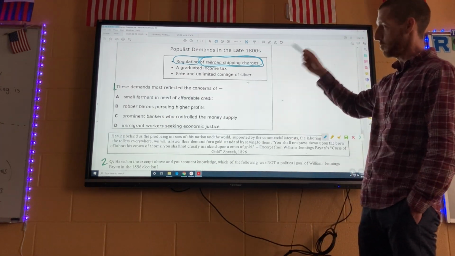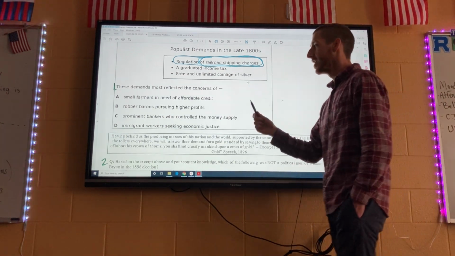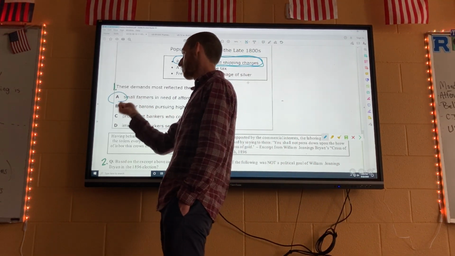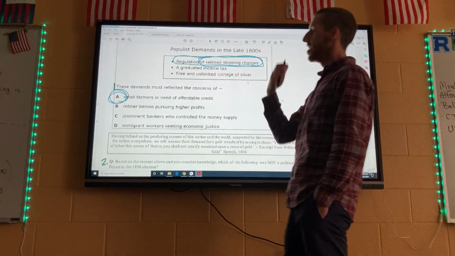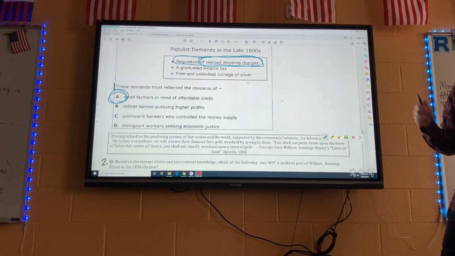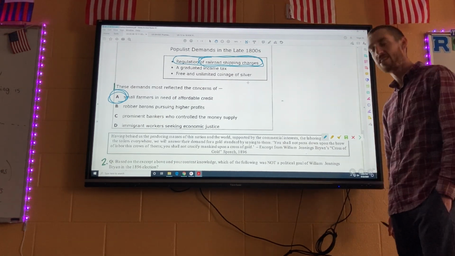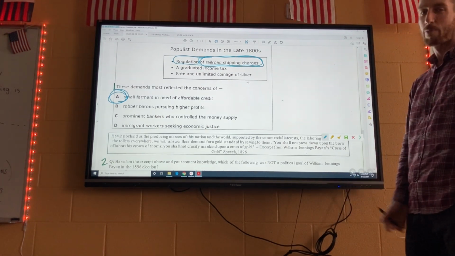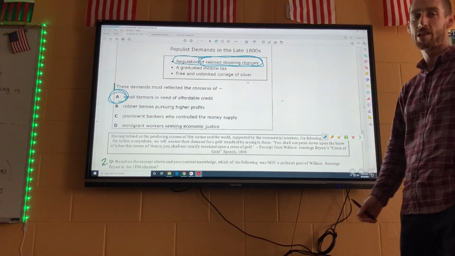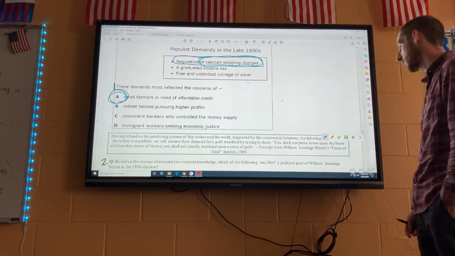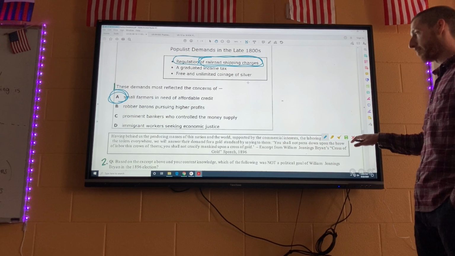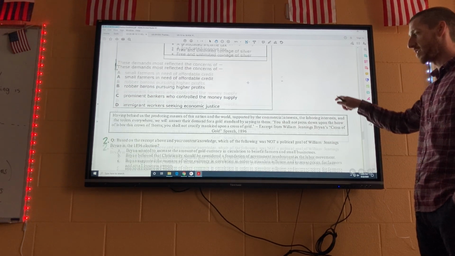So which group of people struggled the most with the railroad? It's going to be A, small farmers in need of affordable credit. Remember, farmers, the railroad is charging them tons and tons of money to ship their crops to the cities on the East Coast, and farmers can't pay it, but the railroads are a monopoly, and they've taken full control of the prices, okay? All right, so number 1 is A on US 10.